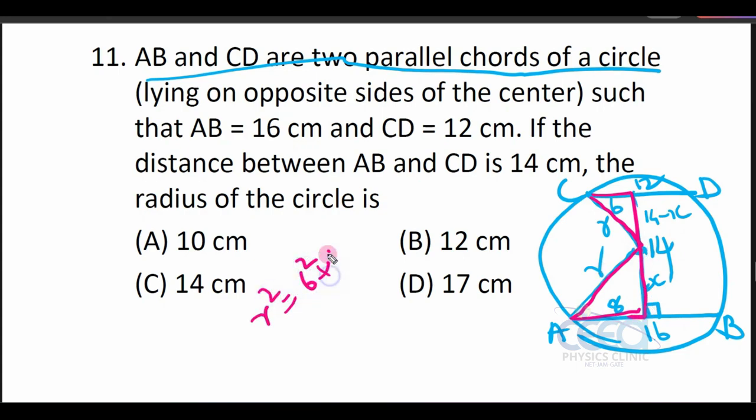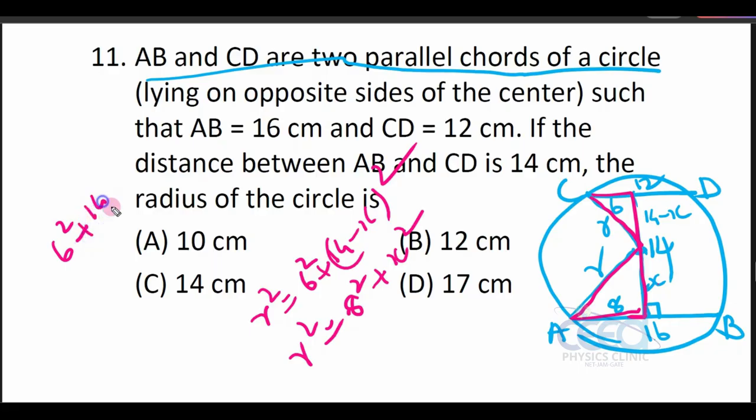6 square plus 14 minus x the whole square, one equation. R square is equal to x square plus 8 square, another equation, right. So r square, Pythagoras. Now we can equate both, the radius is the same only, so 6 square plus 14 minus x the whole square is equal to 8 square plus x square, right.